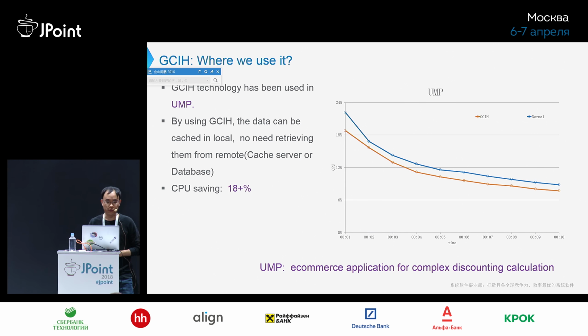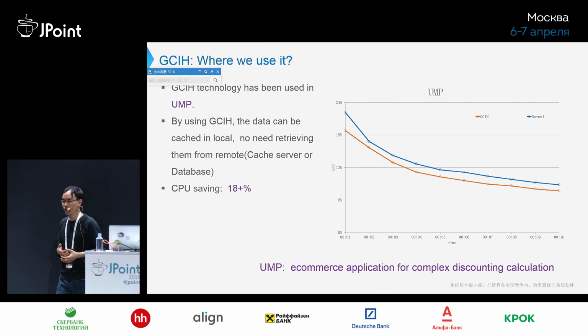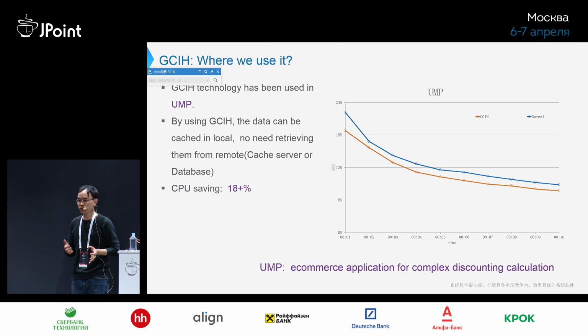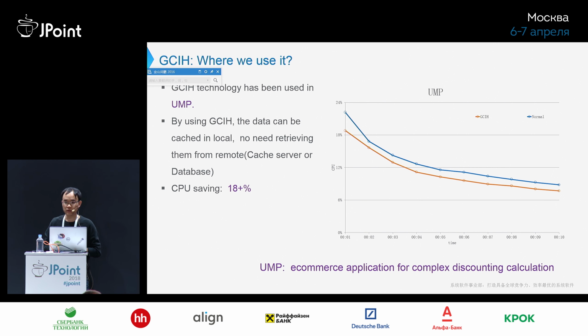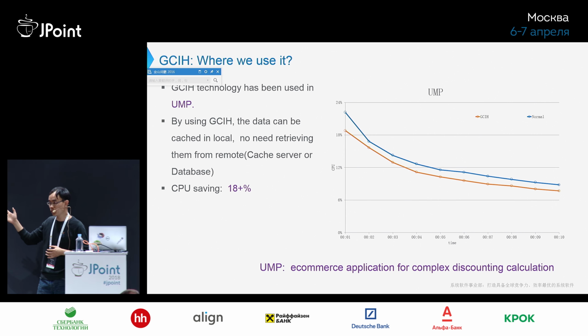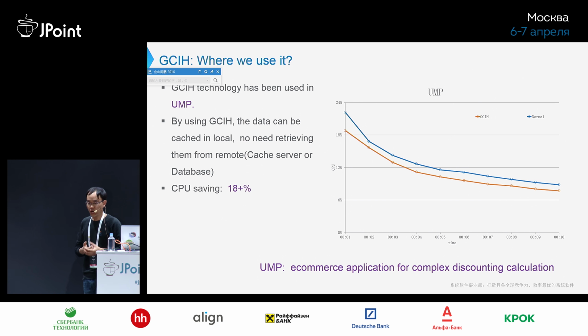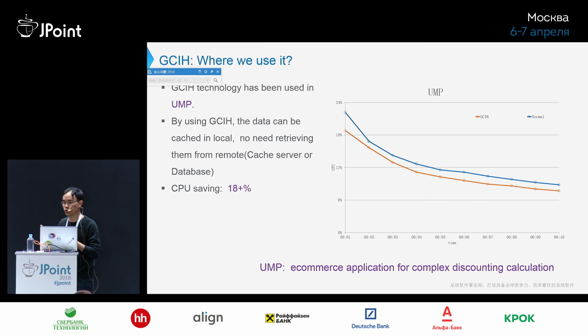So where do we use GCH? We use GCH for our UMP platform. UMP is an e-commerce online application which is used for complex discounting calculation. For the UMP application, the application owner uses GCH to pre-cache data locally, so that they need not retrieve objects from a remote cache server or remote database. As a result, we save network bandwidth, right? And then we need not do any additional object serializing and deserializing work.